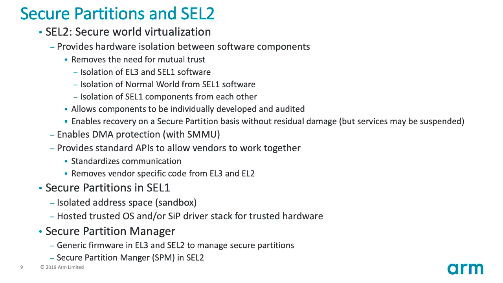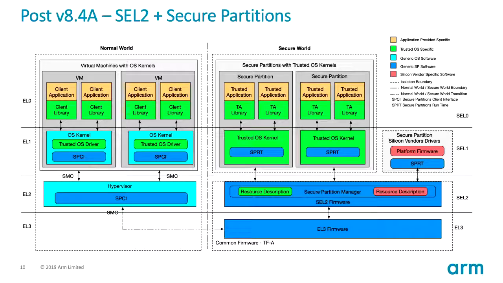So the Secure Partition Manager is the name of the chunk that runs at SEL2. The VM is referred to as a secure partition, which has isolated address space. The hosted trusted OS and/or SIP stack driver, for trusted hardware, is also isolated in an SEL1 environment. And the Secure Partition Manager provides, we've already said, generic code for EL3. So it's got some code in EL3 as well as some code in SEL2. SEL2 is the major part of the code, and most of it runs and dispatches and manages the secure partitions in the SEL2 piece of the code called Secure Partition Manager. I'm actually going to finish on time.